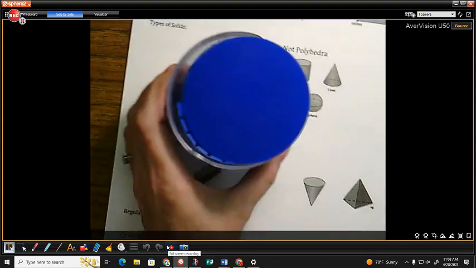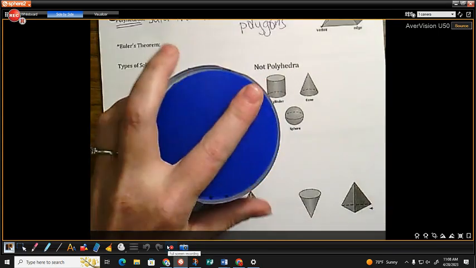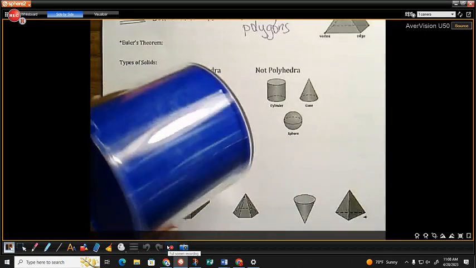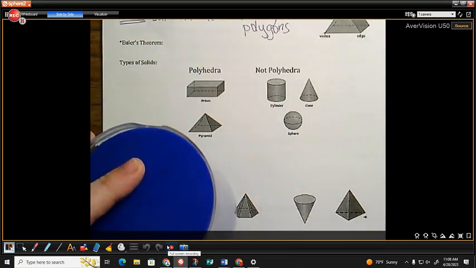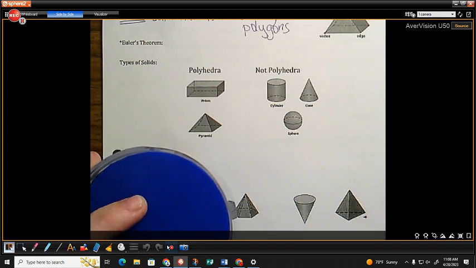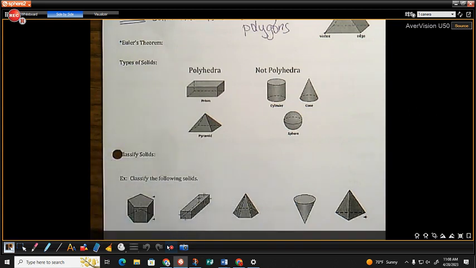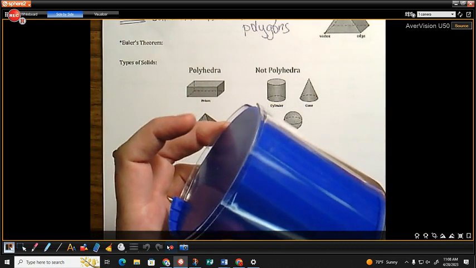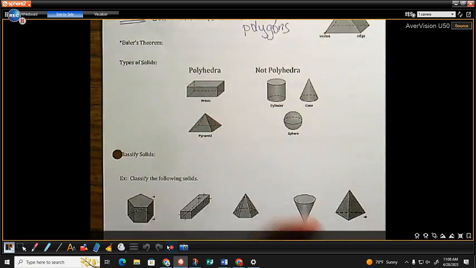Is this a polyhedron? No. But it's a three-dimensional solid. But it's not a polygon. Oh, circles aren't polygons? No, they're not. And so this would not get to be a polyhedron. It is a three-dimensional solid, but it's not technically a polyhedron, but don't worry about it. We'll play with them too.